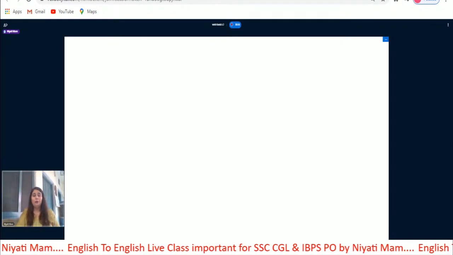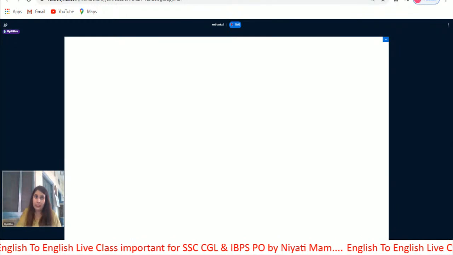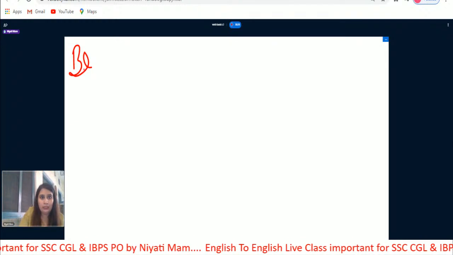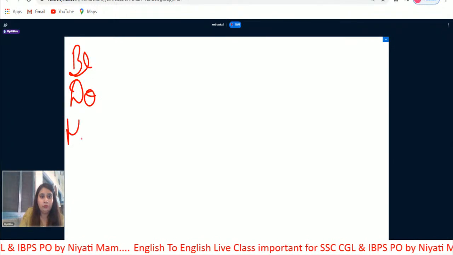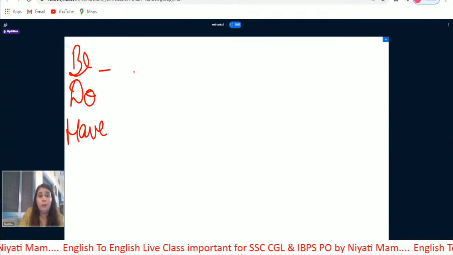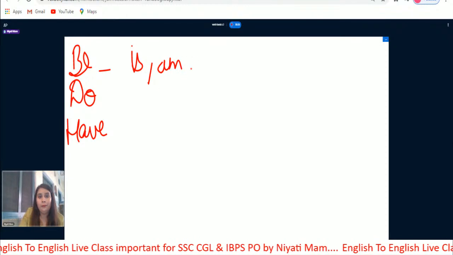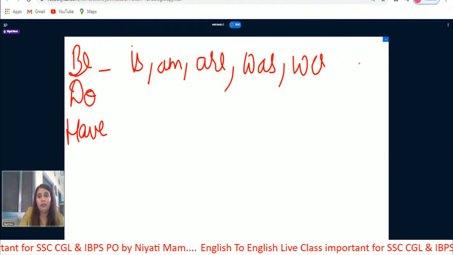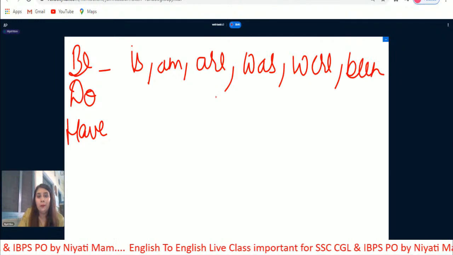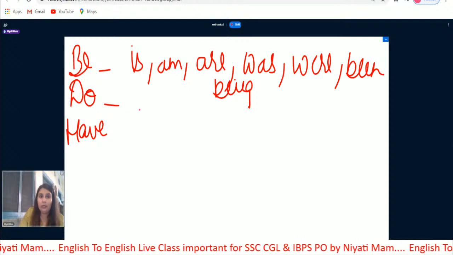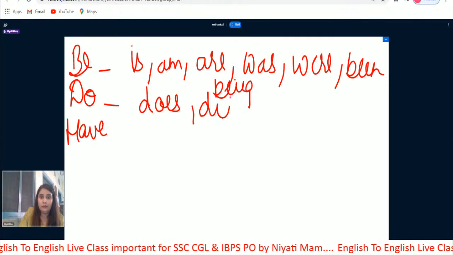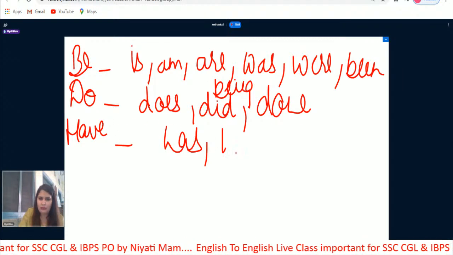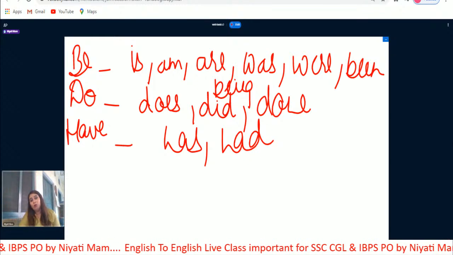See, I was telling you that primary auxiliary verbs are the verbs that can be used as helping verbs as well as main verbs. There are in total three primary auxiliary verbs: be, do, and have. The forms of be are is, am, are, was, were, being, been. Of do: does, did, done. Of have: has, have, and had. So all these are the forms of be, do, and have.